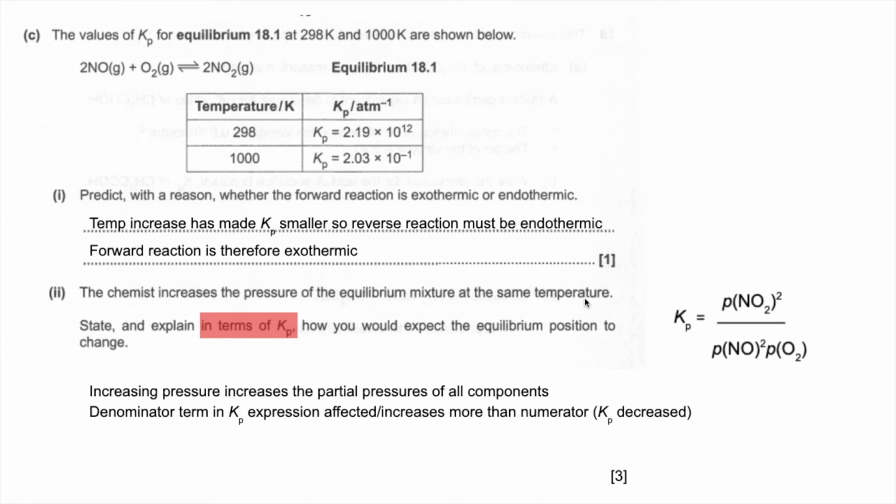Temperature is the same, so Kp has to stay the same. So the numerator term has to increase, or you could say the partial pressure of NO2 has to increase to restore Kp. So how's the equilibrium going to do that? It's going to move to the right.